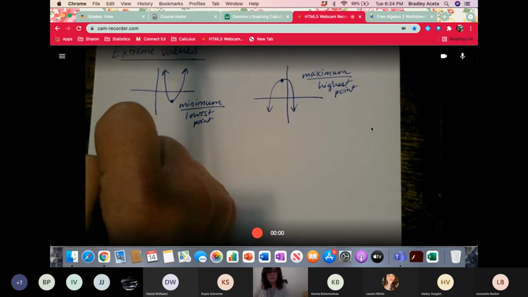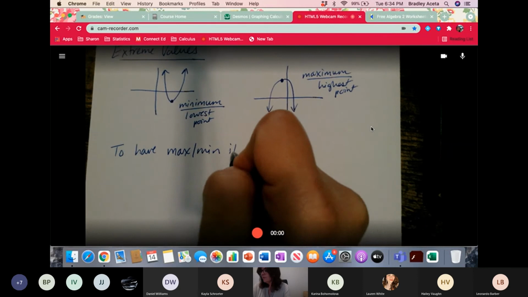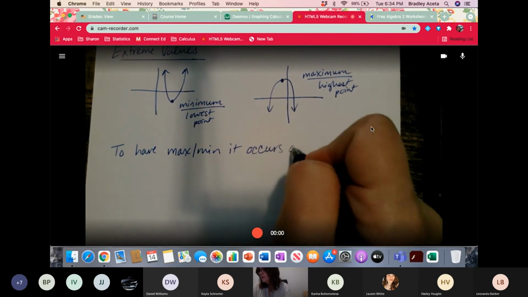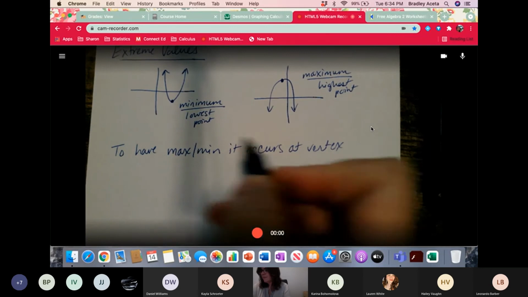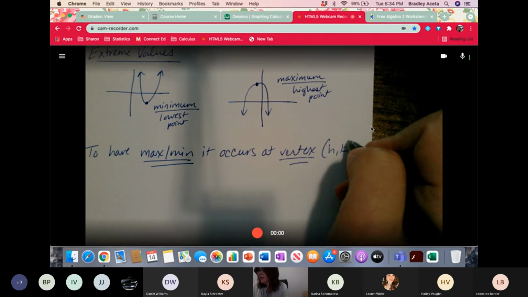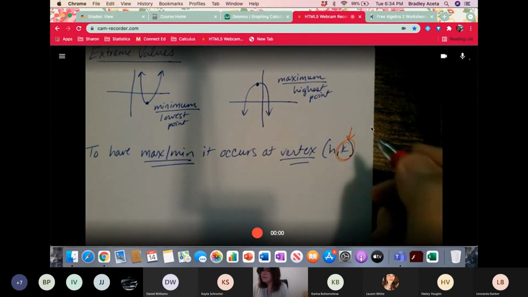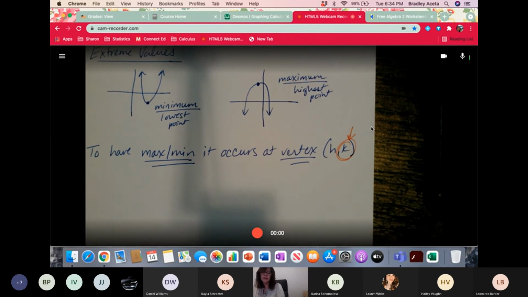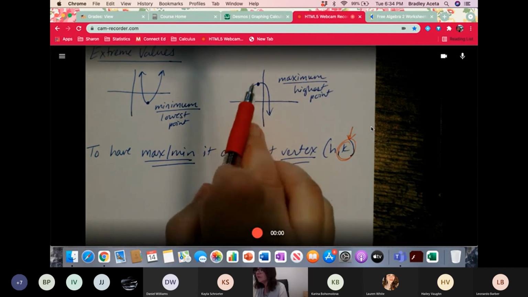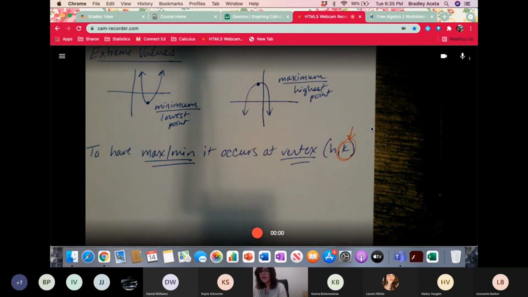So to have a maximum or a minimum, it occurs at the vertex. At the (h, k). More specifically, it's at the k. It's at the y value. Your max or your min occurs at whatever the y happens to be. It's all the way up here, or it's all the way down here. The x tells you the position. The y tells you where it's actually located.